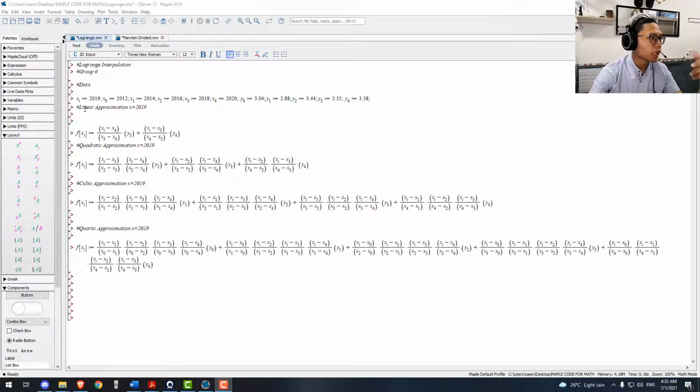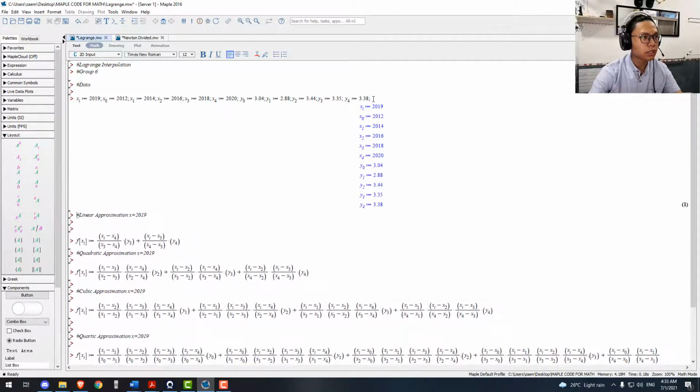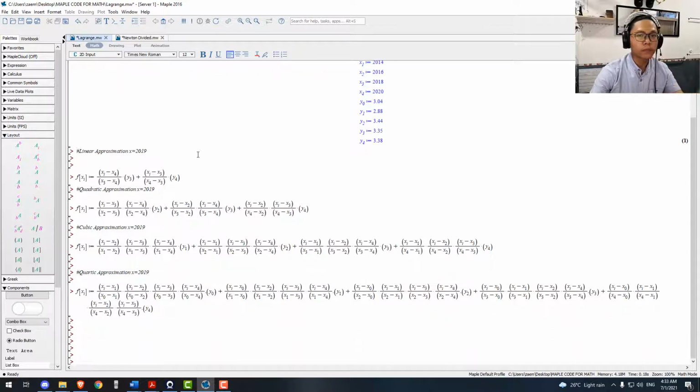this is for group 6. Here is the data where x stands for the year, which is 2019, 2012, and so on, and y stands for the unemployment rate for the country of Malaysia. What we have to do is run the data first. Here is the data that we get. Then we can see the Lagrange has 4 approximations, which are linear, quadratic, cubic, and also quartic. These 4 approximations are the same as the manual calculation before.